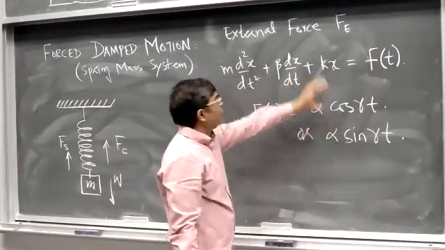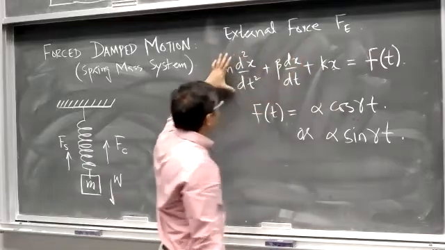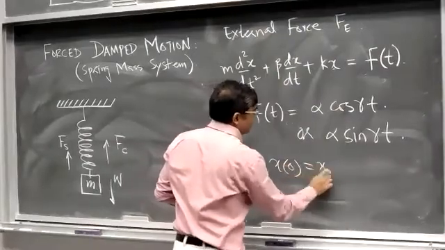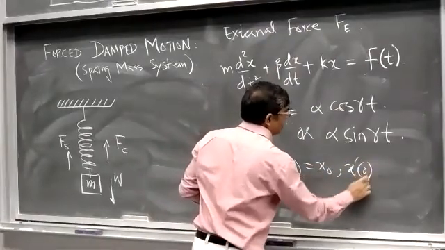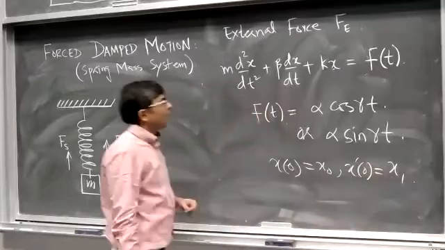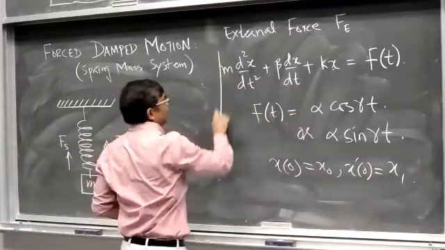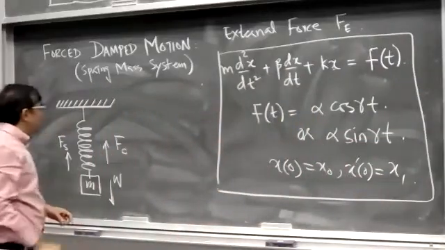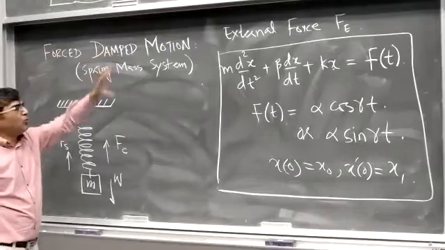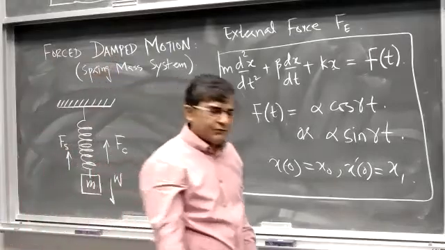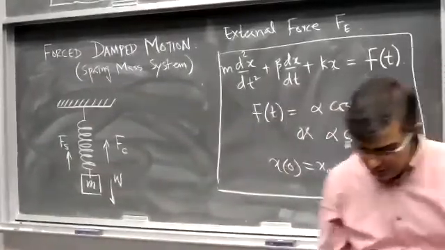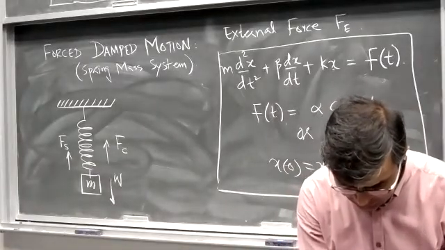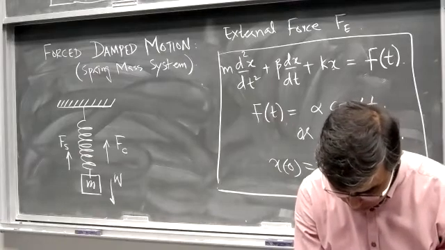If we add this force to this spring mass system, then the equation will become this, along with the same initial conditions, x of 0 is equal to x naught and x dash of 0 is equal to x1. So this mathematical model describes forced damped motion for a spring mass system. I hope you get it. If you have any question, you can ask me. Let's discuss an example of this, then you will understand it.